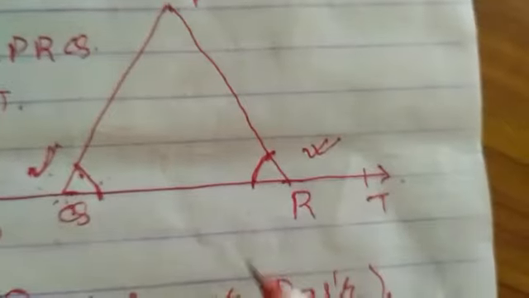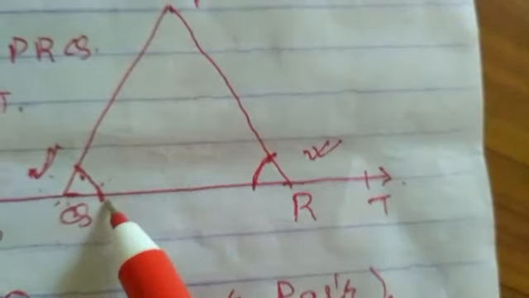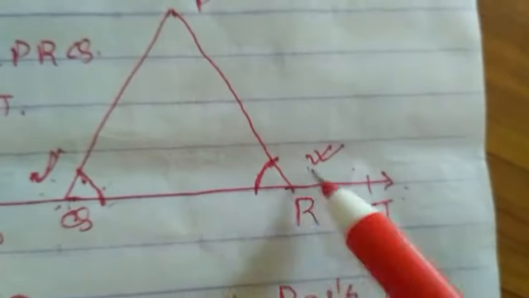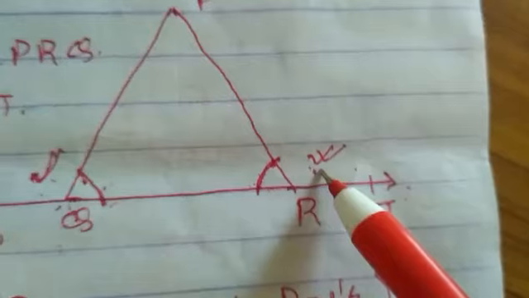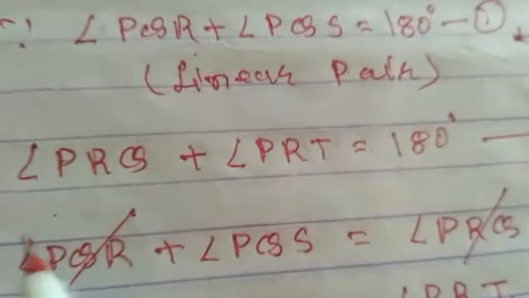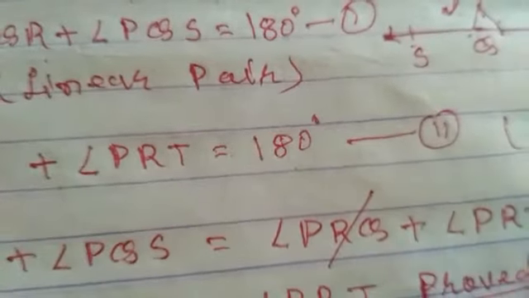Similarly, on this side also, angle PRQ plus angle PRT is equal to 180 degree, because these two are also a linear pair. So now we have angle PRQ plus angle PRT equals 180 degree. This is by the property of linear pair.